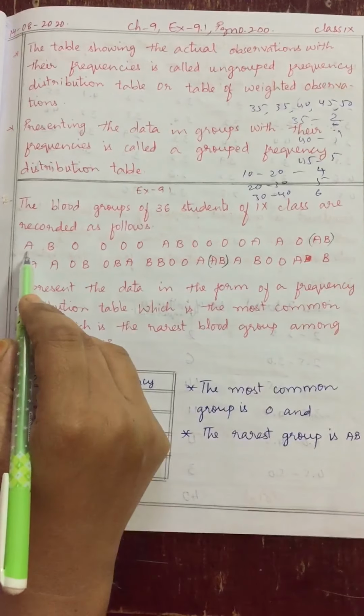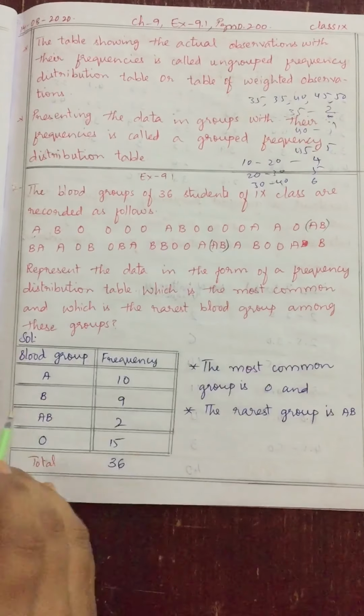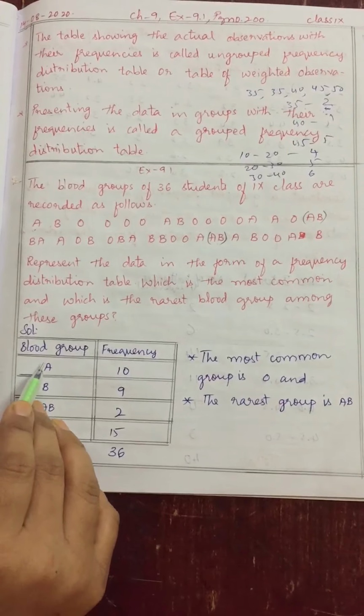Here blood group is given, so we have to prepare two columns. In the first column we write blood group, in the second column frequencies. How many blood groups are there, children? A, B, O and AB. Four blood groups. I write under the blood group heading A, B, AB and O. Now count how many students have blood group A. Here 1, 2, 3, 4, 5, and also 6, 7, 8, 9 and 10. 10 students have blood group A.